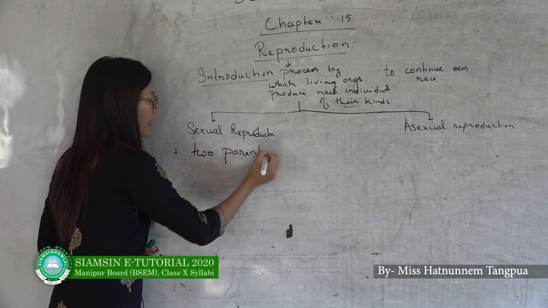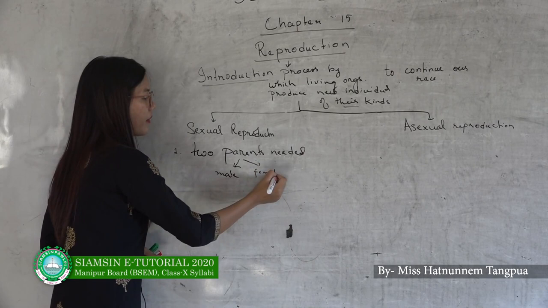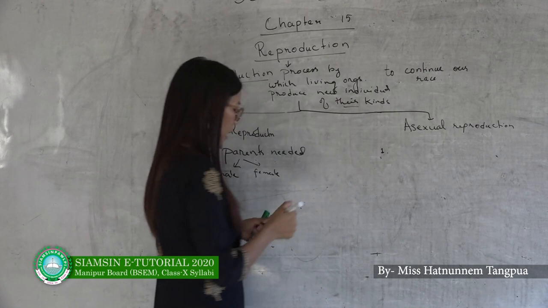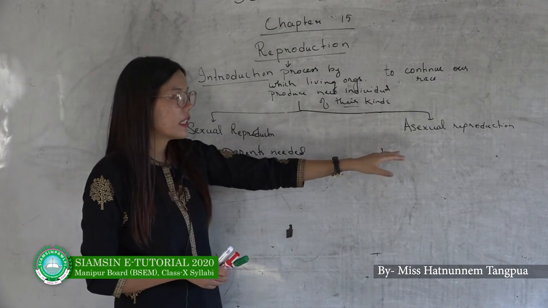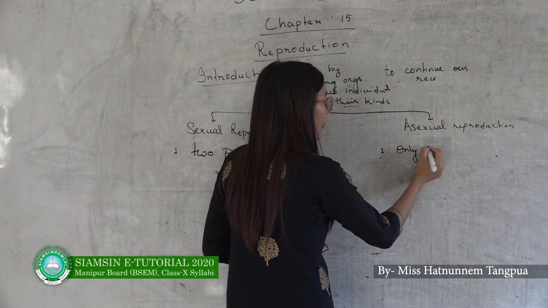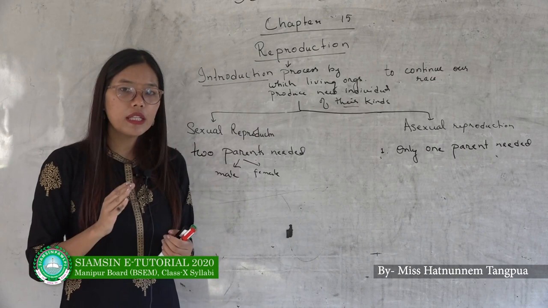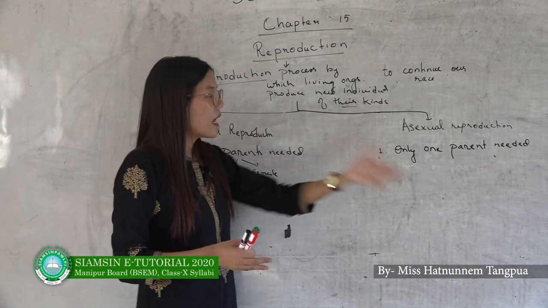Two parents are required, one is male and the other is female. Asexual reproduction is where those living organisms which can produce new individuals alone, only one parent, produce an individual or offspring. These organisms are undergoing asexual reproduction.